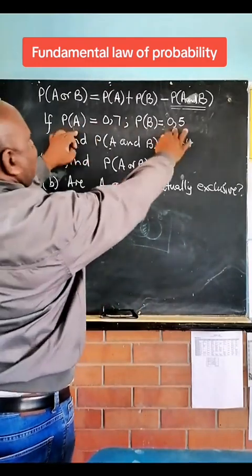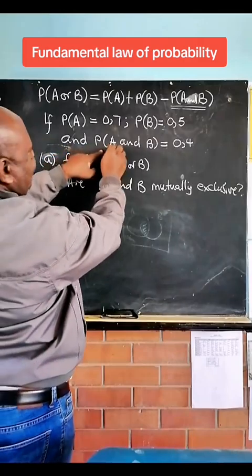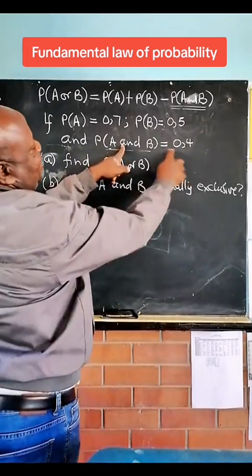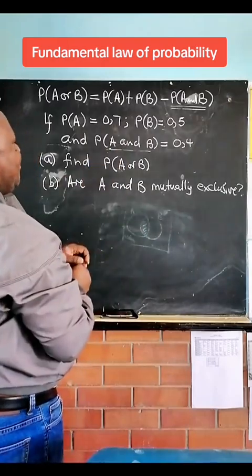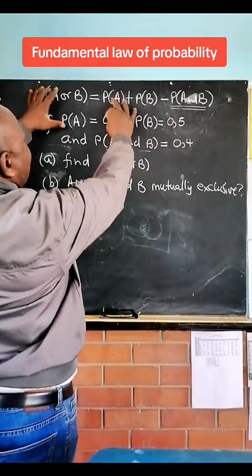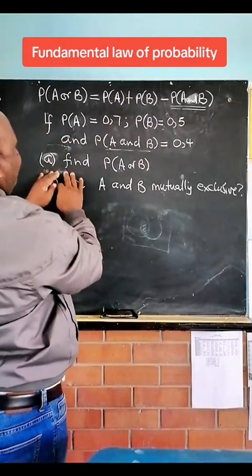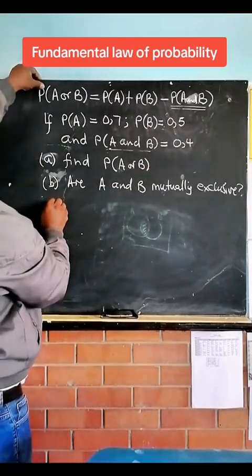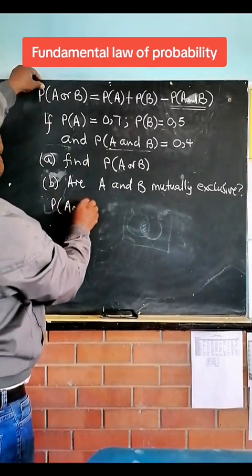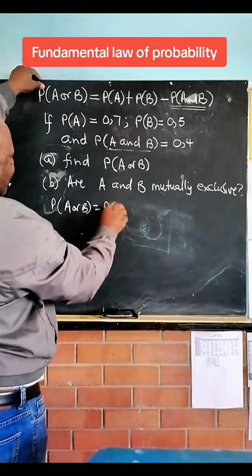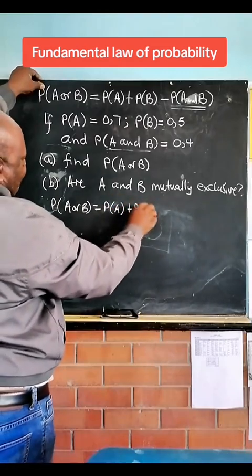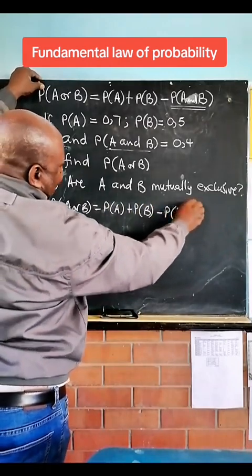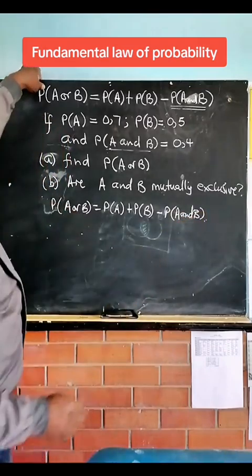So we are given those two. And we are given that probability of A and B is 0.4. You see now it's addressed. This is the shared probability between A and B. We want to use the fundamental law of probability and the given information to find the probability of A or B. So write this again. Probability of A or B is equal to probability of A plus probability of B subtract probability of A and B. Okay.